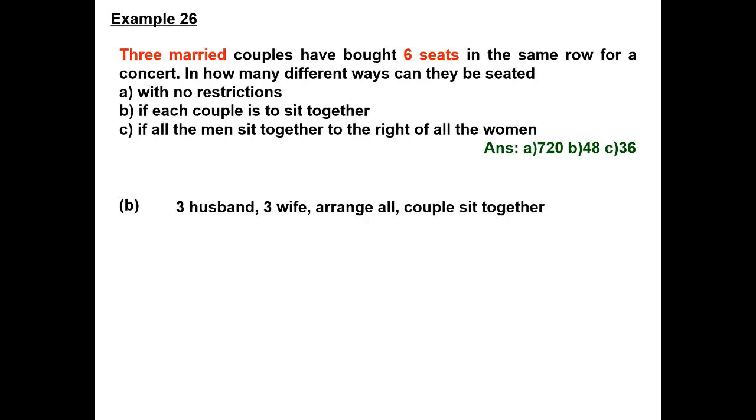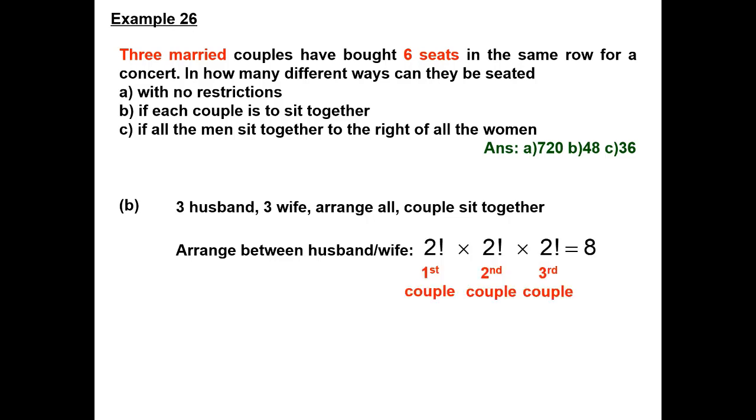Solution for B. We want to arrange the 3 husbands and wives, and the restriction is each couple has to sit together. In this case, first we have to arrange the husband and wife for each couple separately. We get 2 factorial for the first couple, the next 2 factorial is for the second couple, and the last 2 factorial is for the third couple. By arranging the husband and wife for each couple separately, we get 8 arrangements.